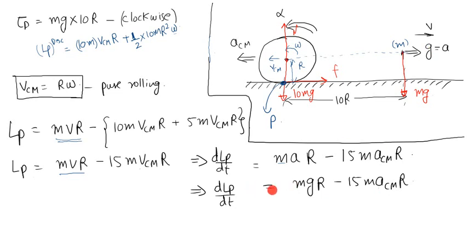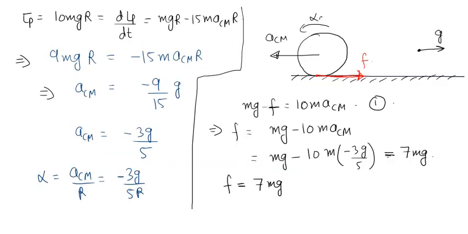So dLP by dt is this, and torque about P is 10 mg into R. Both of these are in the clockwise direction, so I can equate both of them. So tau P is 10 mgr, which will be equal to dLP by dt, which is mgr minus 15m ACM into R. So this will give me 9 mgr is equal to minus 15m ACM R, which will give me ACM equal to minus 9 by 15 into G, or ACM will be equal to minus 3G by 5.